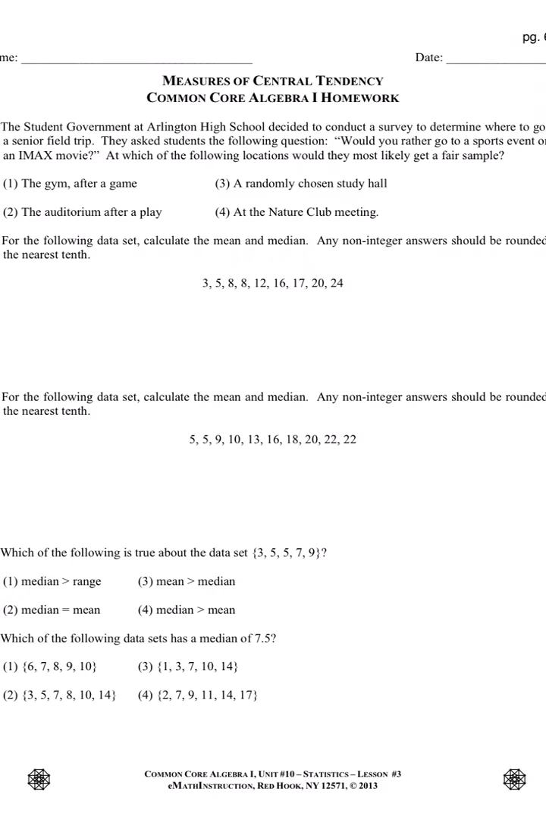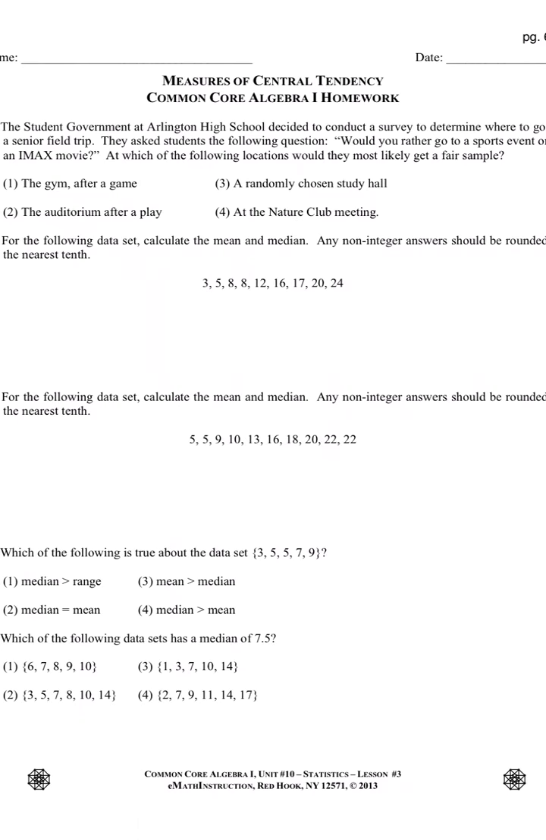Number 2, for the following data set, calculate the mean, or the average, and the median, the middle number. Any non-integer answer should be rounded to the nearest tenth, so that is 1 decimal point. Number 3, for the following data set, calculate the mean and median. Any non-integer answer should be rounded to the nearest tenth. Number 4, which of the following is true about the data set 3, 5, 5, 7, 9?